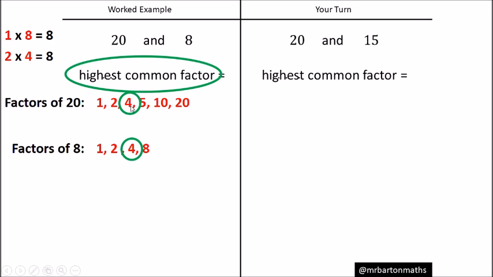And that number we're looking for is 4, which means that the highest common factor of 20 and 8 is 4. And sometimes on worksheets and in tests and things like that, they'll write it as HCF. That just stands for highest common factor.